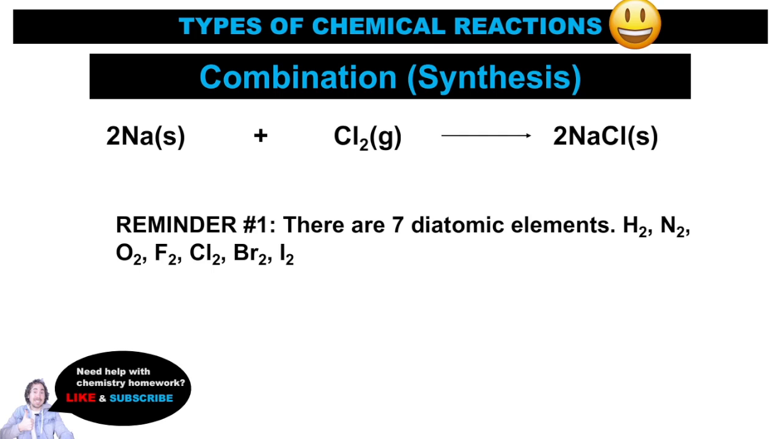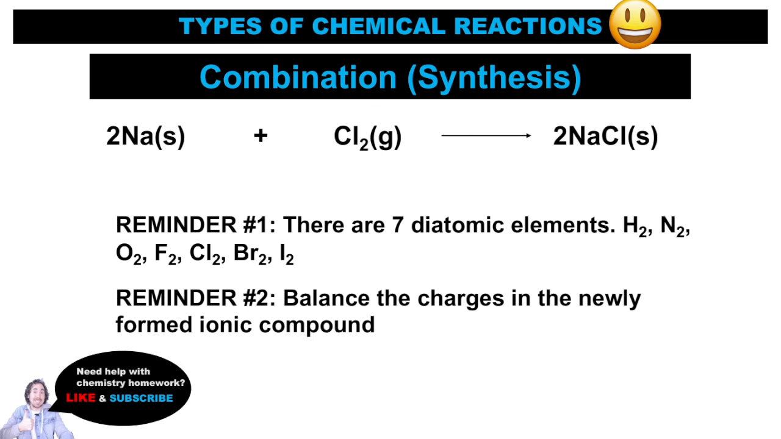Here are 2 important reminders for a combination reaction. First, it's important to note that in a chemical equation, a single element that is by itself is usually just written as its symbol from the periodic table. But there are 7 elements that exist in nature as diatomic molecules. So that's why chlorine is written as Cl2, not just Cl.